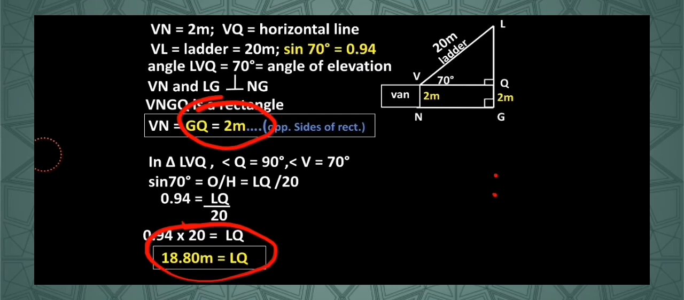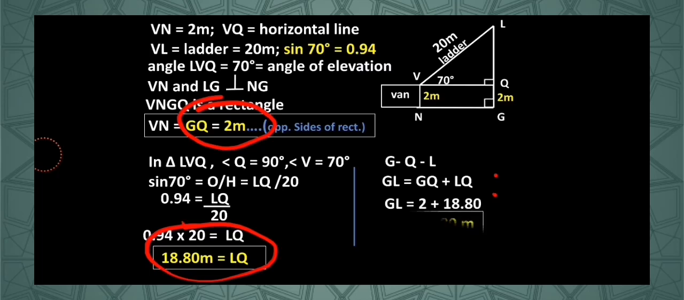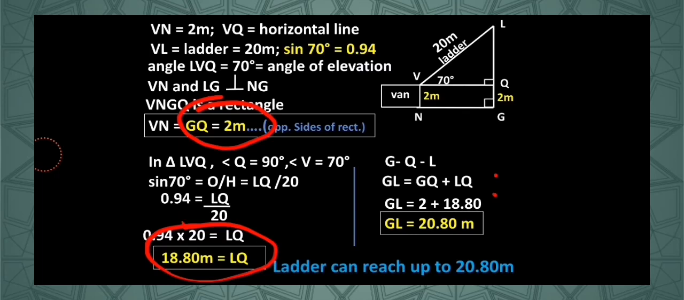Move on, and the very best way to mention the detail is the betweenness property. If you observe, G-Q-L can be seen in the diagram. Mention that, and that will help us to write the formula: GL equals GQ plus LQ. Mention the details which are encircled by me, and we get the answer GL equals 20.80 meters. Don't forget to write the final statement: the ladder can reach up to 20.80 meters from the ground level. I hope I made it very clear to you.